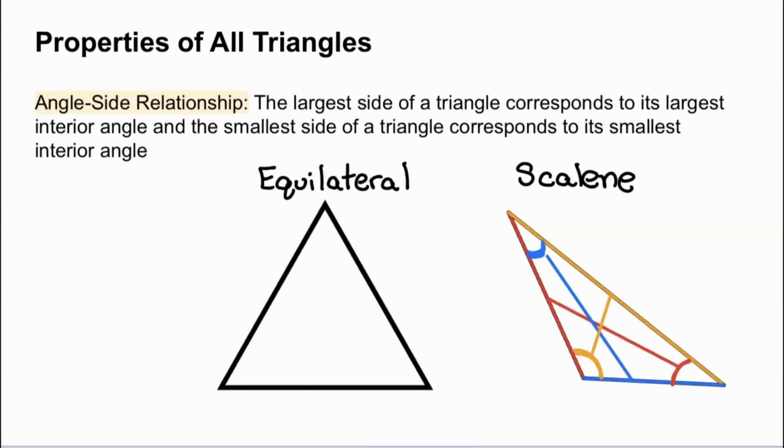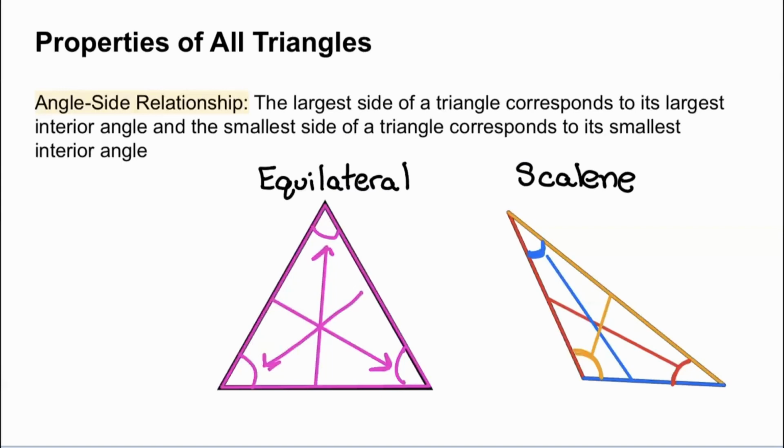Now for this equilateral triangle, obviously all the sides are going to be the same. So I'm going to highlight this whole thing with pink. And then this pink corresponds to this angle. This pink side corresponds to this angle. And this pink side corresponds to this angle up here. And all of the angles are the same because all the side lengths are the same.